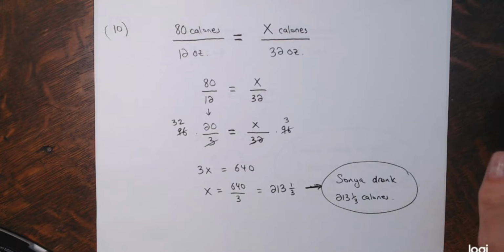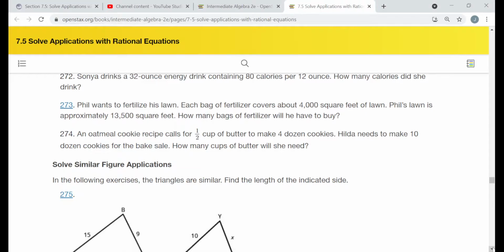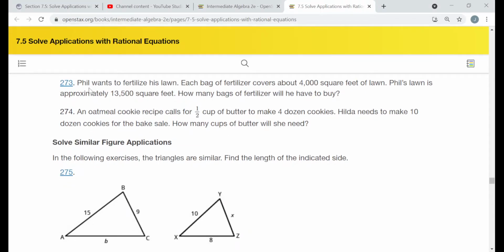Okay. And then next question, example 11, which will be exercise 273. Phil wants to fertilize his lawn. Each bag of fertilizer covers about 4,000 square feet of lawn. So you have bags of fertilizer and square feet of lawn, the units that are represented here. Phil's lawn is approximately 13,500 square feet. How many bags of fertilizer will he have to buy?